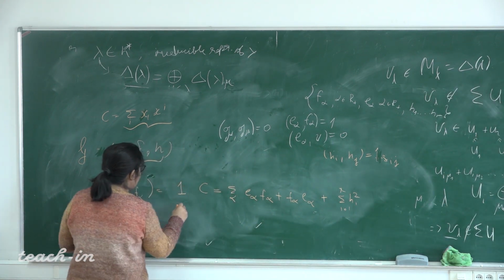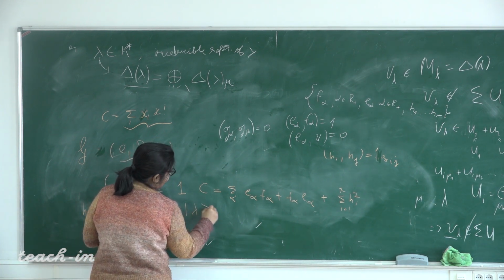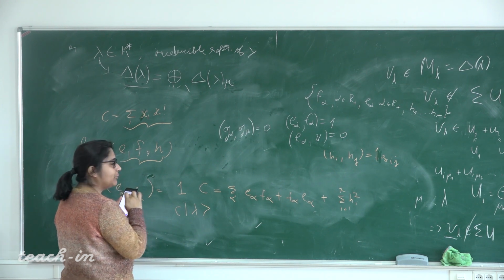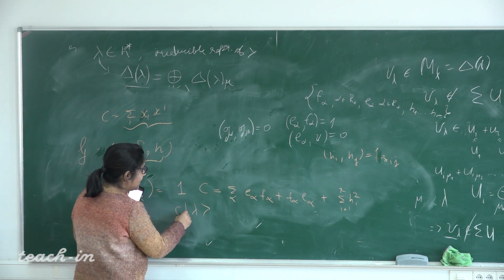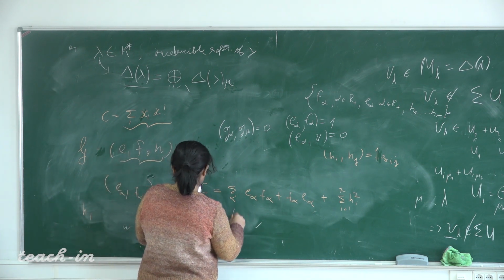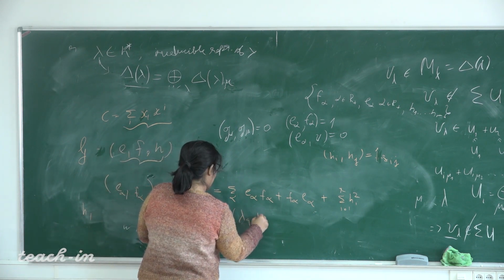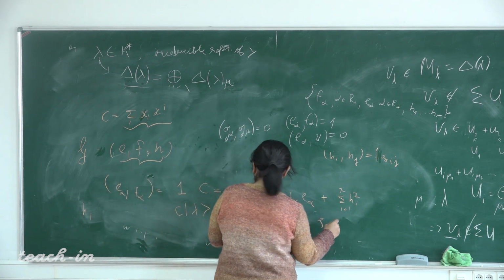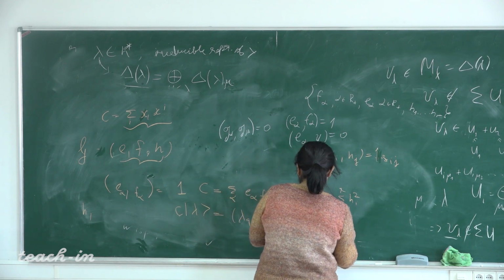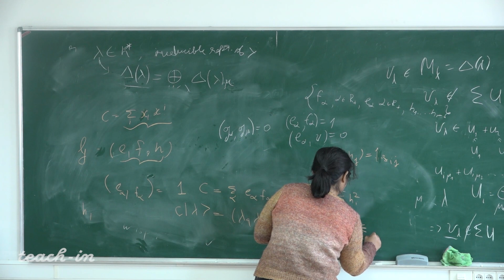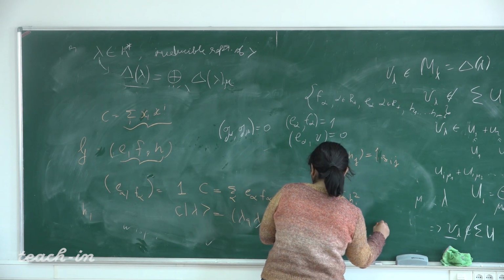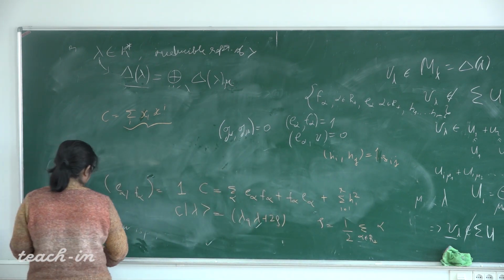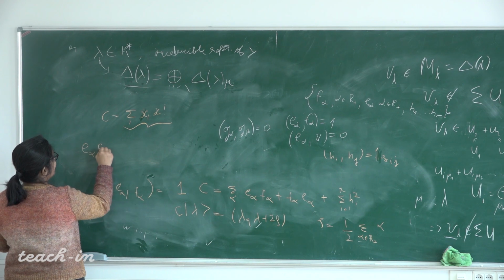Then we have to prove that if C acts on the highest weight vector v lambda, then it has the eigenvalue of the form (lambda, lambda plus 2 rho), and rho is given by half the sum of the positive roots alpha.